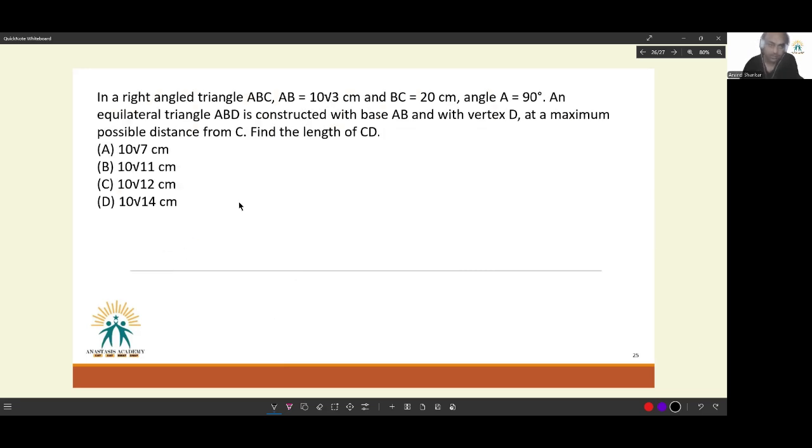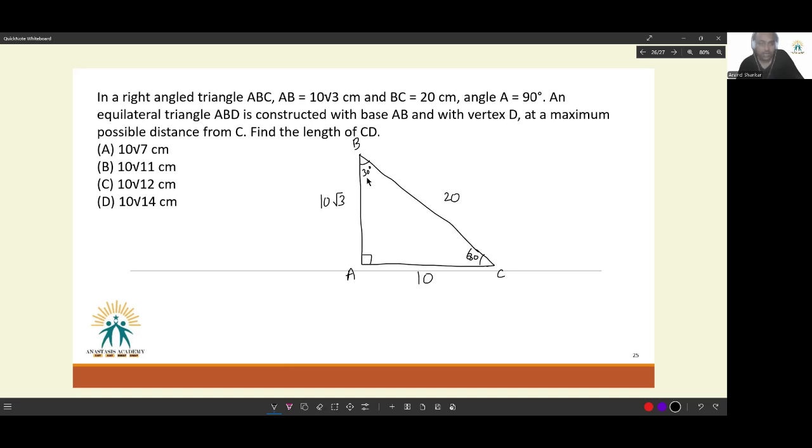Okay, last question. In a right angle triangle ABC, AB is 10 root 3 and BC is 20 and angle A is 90 degrees. BC is 20, AB is 10 root 3. Root 3 is to 2, so this has to be 10. This angle has to be 60. This angle has to be 30. All of this is instantly known because of the 30, 60, 90 triangle.